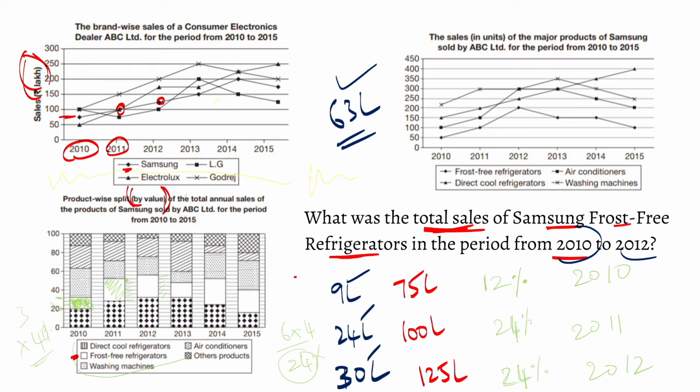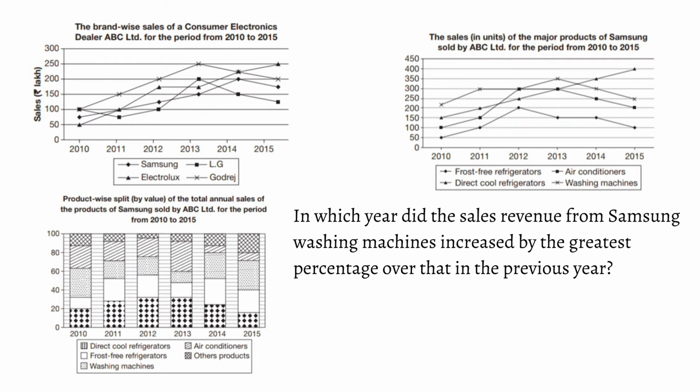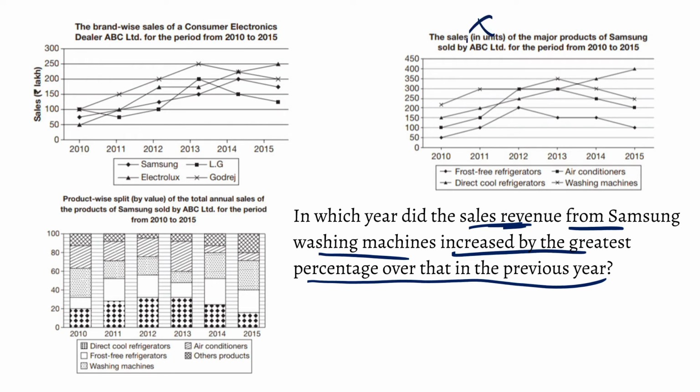If we move on to the next question: in which year did the sales revenue from Samsung washing machines increase by the greatest percentage over that in the previous year? Now how can we solve this? Try to solve this. In which year did the sales revenue from Samsung washing machines increase by the greatest percentage over the previous year? So sales revenue, not units. So don't consider this. This is the units, and this is by value. So we have to consider this bar graph. So sales revenue from Samsung washing machines.